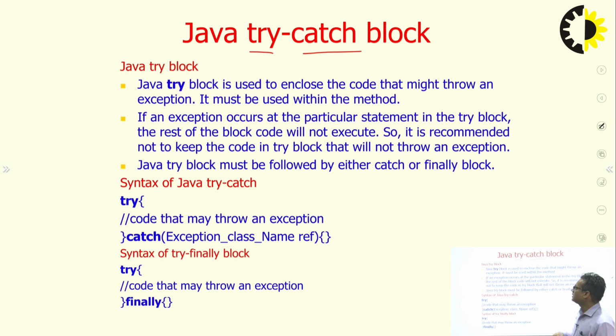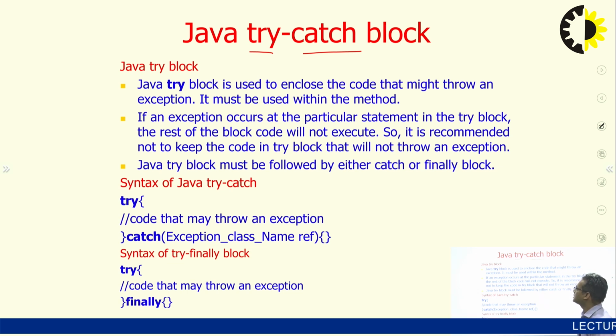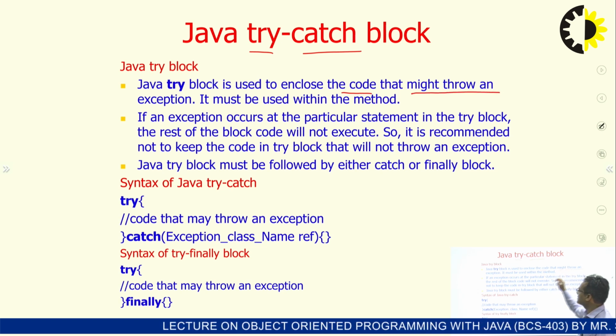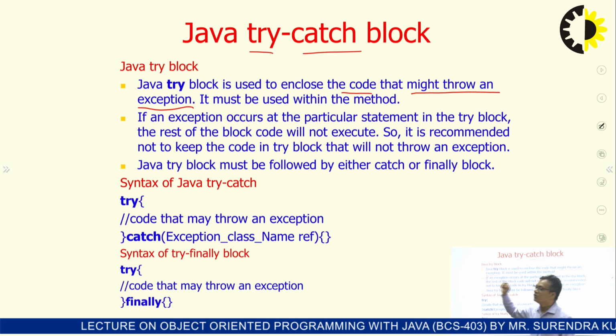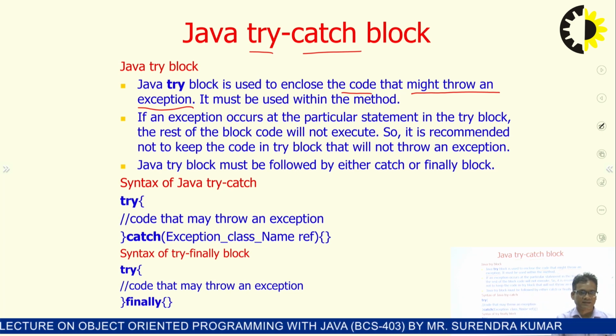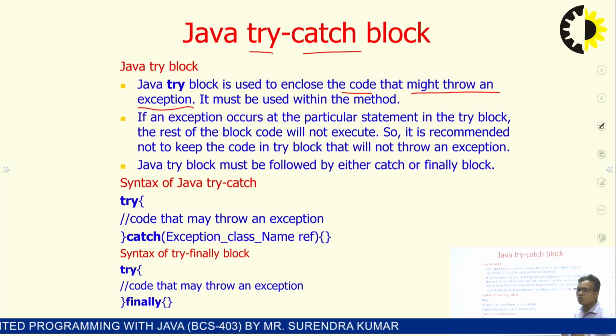So let's see the definition of the try block first. The Java try block is used to enclose the code that might throw an exception. So you have to guess at coding time which code may throw an exception. So you will enclose that code in the try block.